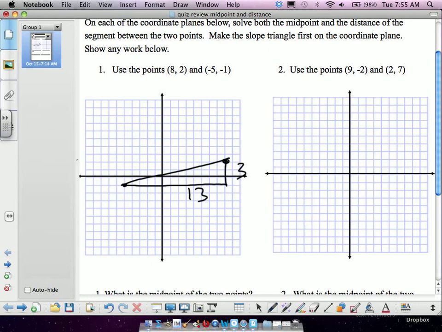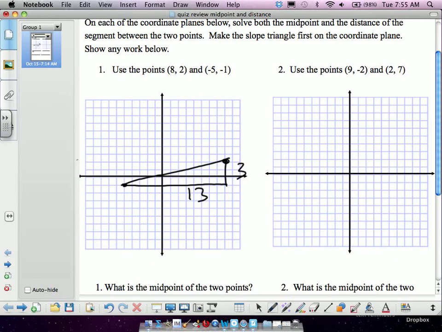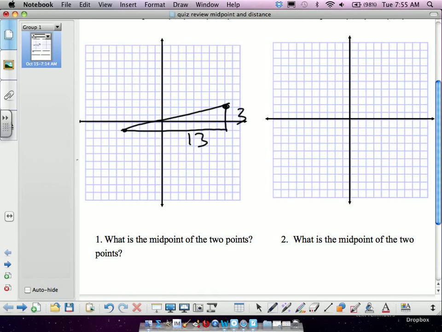Okay. So I know the first thing I've got to find is the midpoint. So I know halfway between 3 is 1.5, and halfway between 13 is 6.5. So I'm going to go over 1, 2, 3, 4, 5, 6.5, and go up 1.5. And I think my midpoint right there is going to be 1.5 and a half.